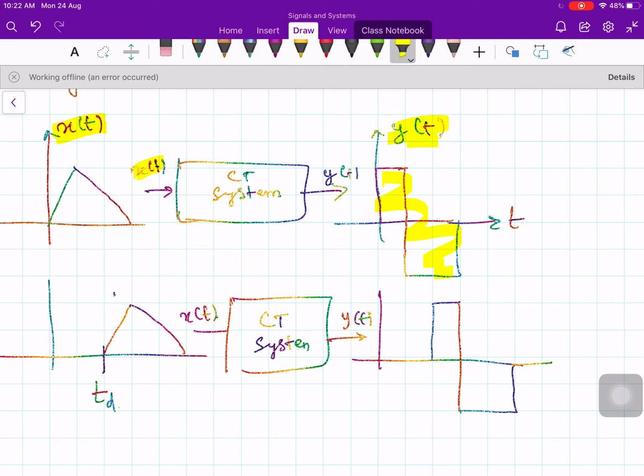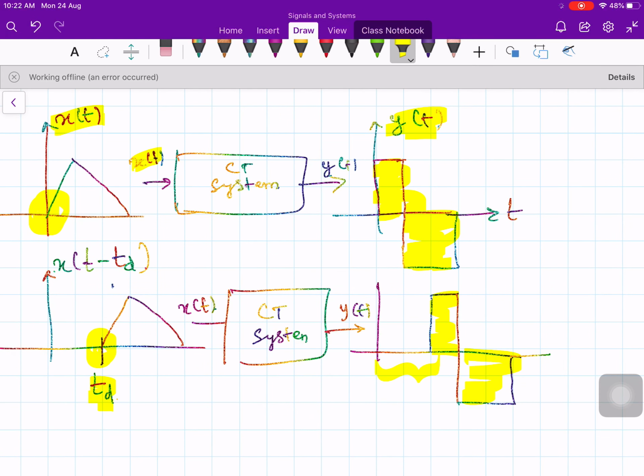Then suppose I delay the signal by td units. This one is x of t minus td. So here it starts at 0, but here it starts at t equal to td. If it is a time invariant system, we are sure that the output will be the same. See, the shape does not change in the output. Look at the shape, same shape here also, but now it is delayed by the same amount of time. It starts a little later. The same response, same waveform, except that it is delayed by the same amount. Here it is delayed by this much time, and here also it is delayed by the same amount of time, but its shape does not change. That's what we mean.